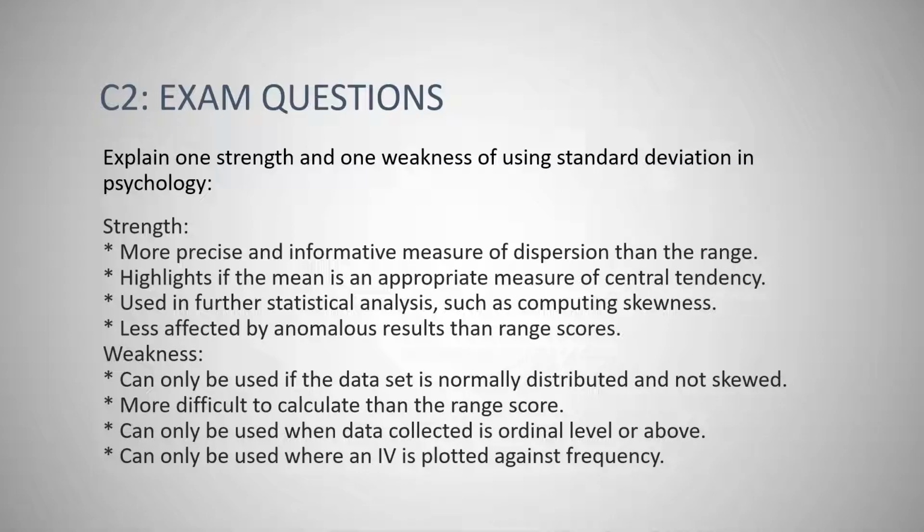but it's less obvious. So a weakness, it can only be used if the dataset is normally distributed and not skewed. It's more difficult to calculate than the range score. It can only be used when data collected is ordinal level or above. This can only be used where an independent variable is plotted against frequency.